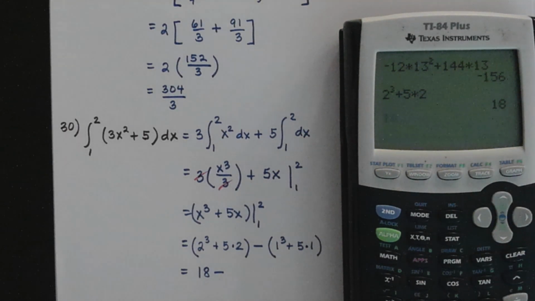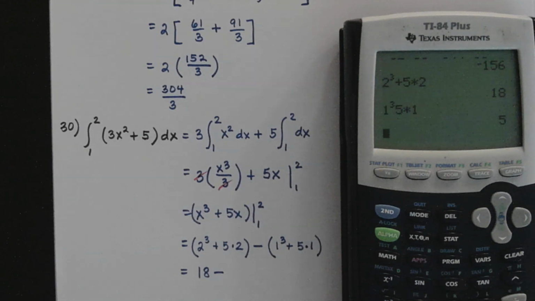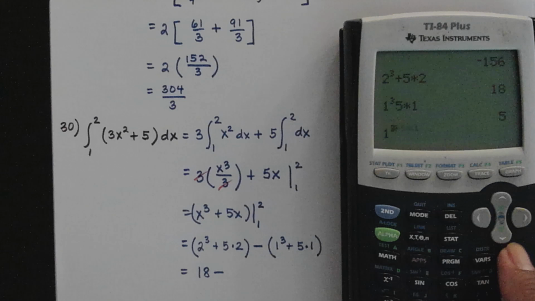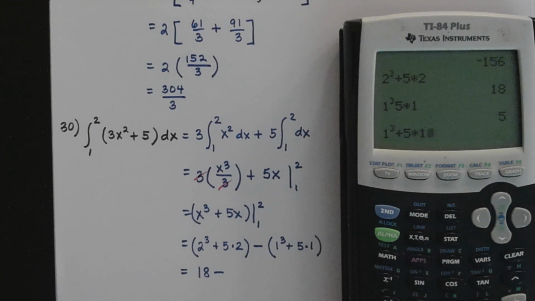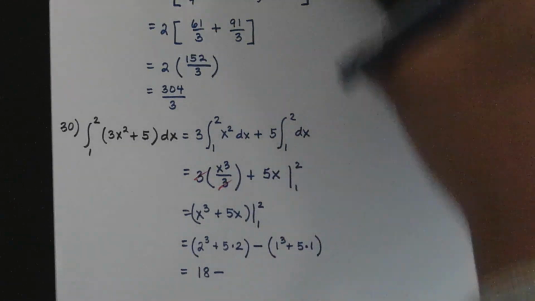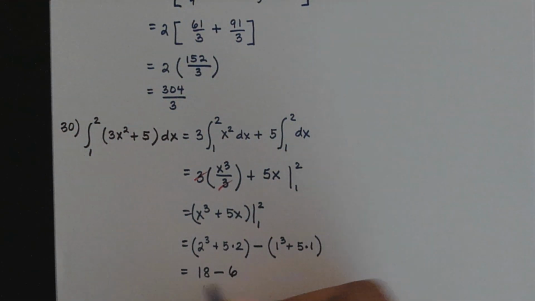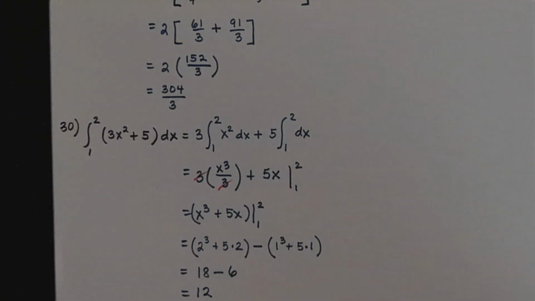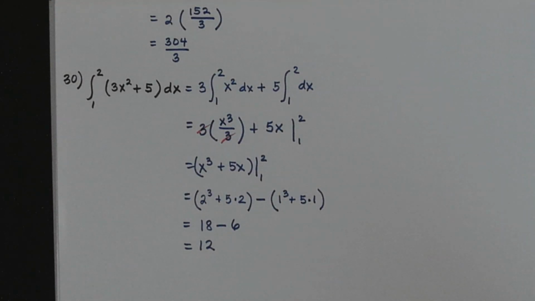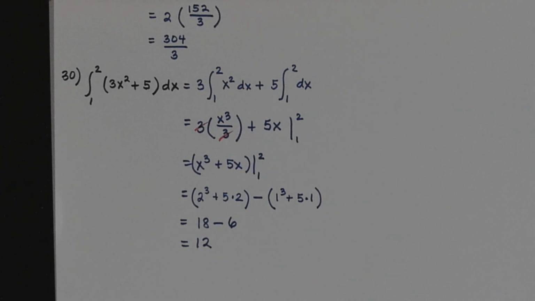Oops. 1 cubed, plus 5 times 1. That would be 6. So if you do 18 minus 6, that would give you 12. And that 12 represents the area bounded by the graph of 3x squared plus 5 and the x-axis from 1 to 2.